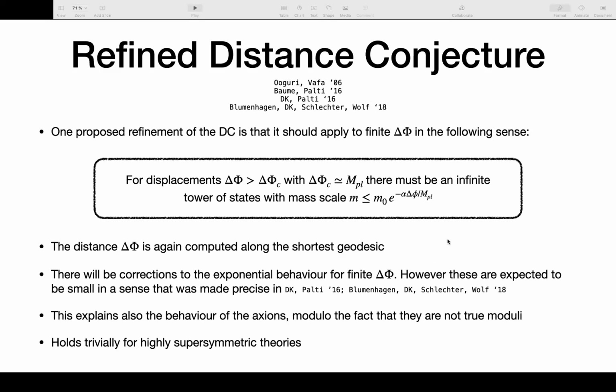Okay. So this, in some sense, explains the behavior of the axions, modulo the fact that they are not true moduli. And it does incorporate also the highly supersymmetric case where we have the stronger statement that the exponential behavior might be exact over the whole moduli space, but it makes a slightly weaker statement.